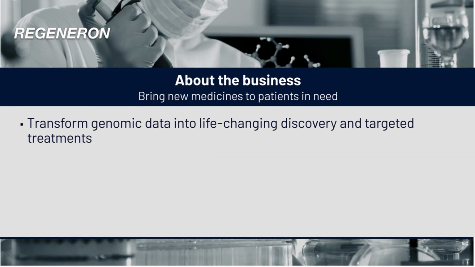All right, we also have Regeneron. Regeneron takes genomic data and they bring new medicines to patients in need. One of the issues Regeneron had was that they had poor processing performance and limitations when it came to scalability. And so their data teams could not analyze the massive amounts of genomic and clinical data that they had.